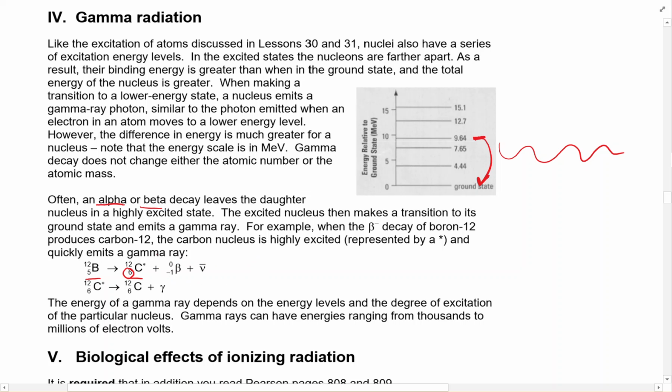And then see this little star? That little star is saying that this thing's unstable. It's going to be in a higher energy state than it wants to be. So this carbon, right when it was created, had an energy level up here. It doesn't like being up here, so pretty immediately, within fractions of a second, this thing is going to jump down to the ground level and emit a photon.